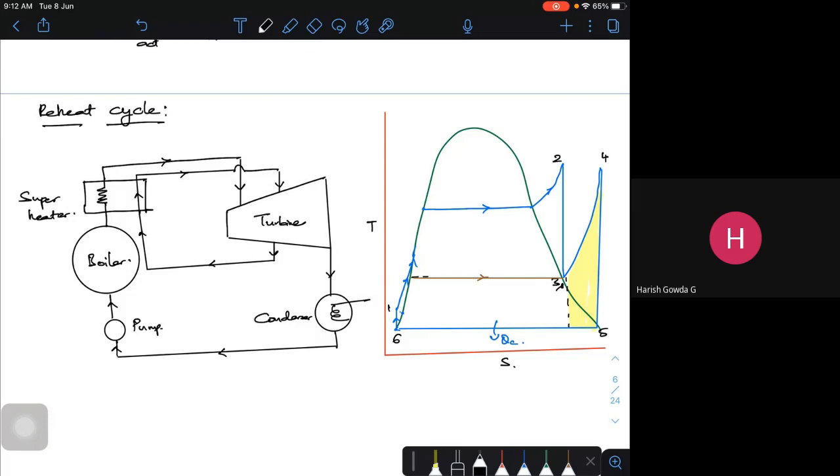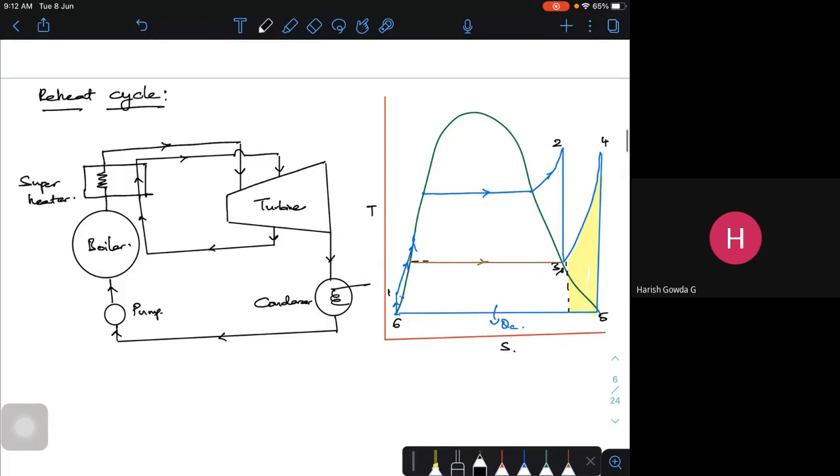That means if I try to represent the same thing over here, this is 1, or if you want you can call it 1s because of the isentropic. Sorry, this is 6 actually, this particular point 6. This is 1s, this is point 6 actually. So 1s to your boiler, where I am sending it to the boiler. This is point 2.